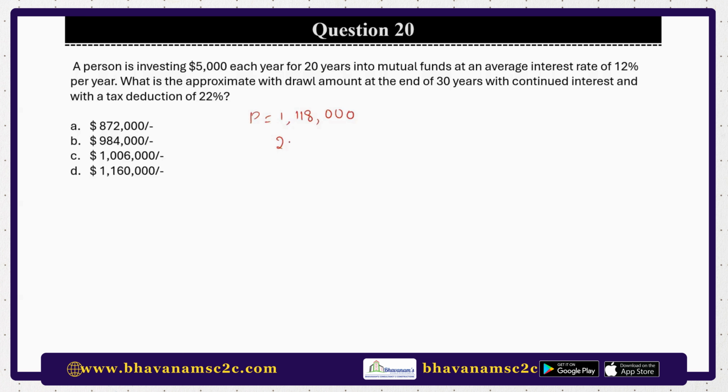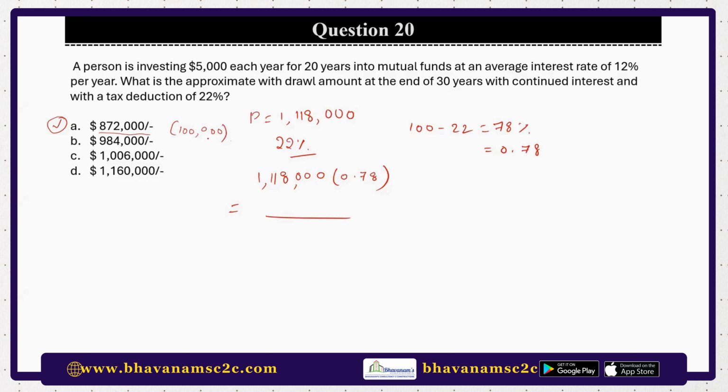Now after a tax deduction of 22%, what is the amount left? 100 minus 22 is 78 percent, you convert that into a decimal, and multiply the decimal value with the amount. Am I correct? Yeah. And after the tax deduction, he's getting 872,000. And what was the base amount he invested? 100,000. So that is about 8 times the amount that he invested on a yearly basis, and he's getting 872,000. So that's overall completely about engineering economics.